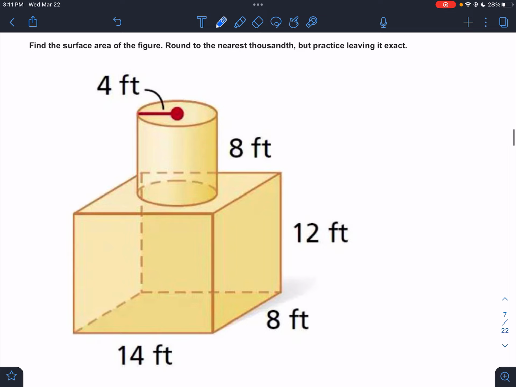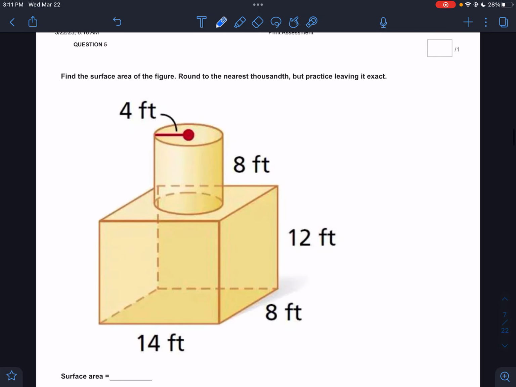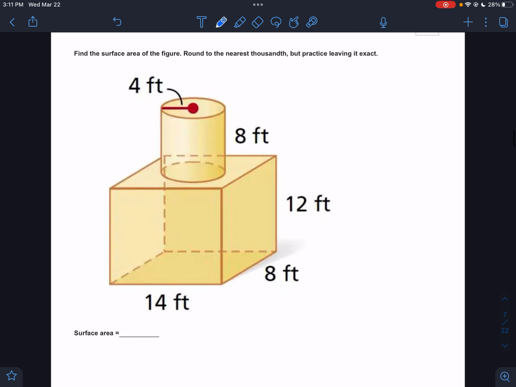Find the surface area of this figure. Okay, we've done this problem in class before with different numbers. I know it's hard to understand these situations. You're just going to have to keep trying your best. But looking at this, what if I got the total of the box?